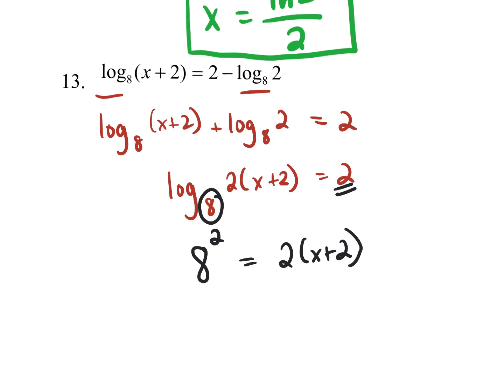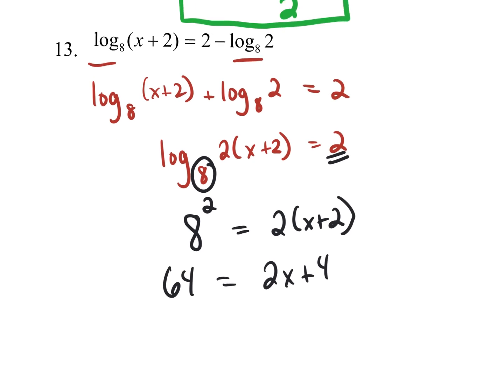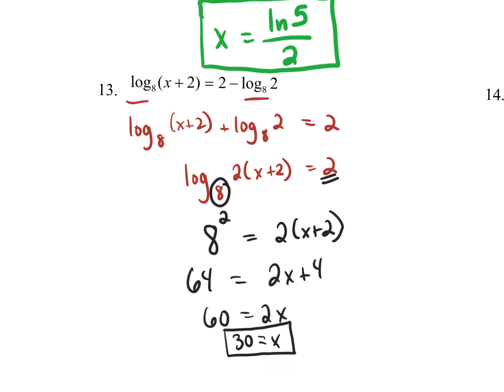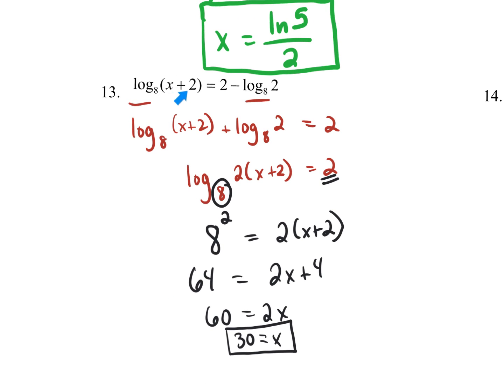Now the nice thing is this works out to be a linear equation, no quadratics, so we just solve it. 64 equals 2x plus 4. I'll subtract 4 from both sides. 60 equals 2x, so x equals 30. Now, I should check it and make sure that it makes the logs positive. Remember, if you plug it in and you get a negative log, that's bad. 30 plus 2 is, of course, positive, so that's fine. A lot of times when you get quadratics with this, that is where you can have some issues.